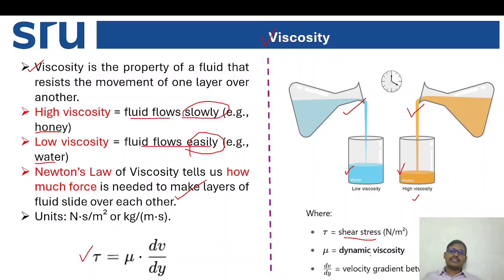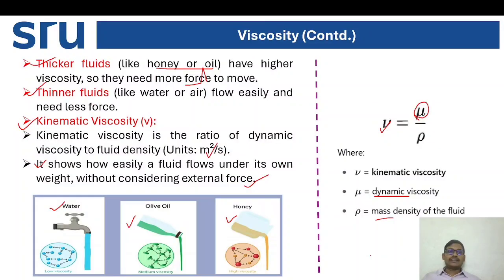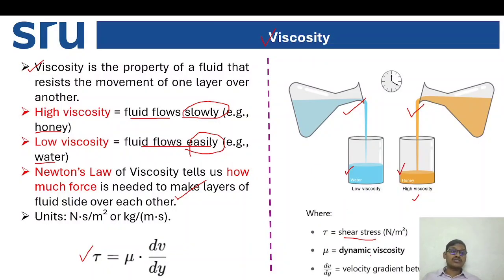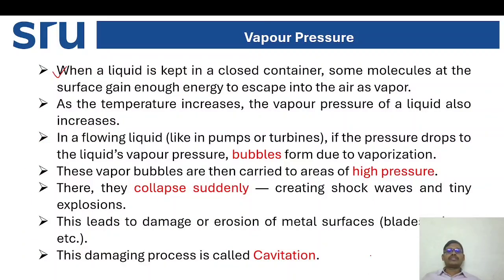And viscosity, as I mentioned, high viscosity is honey, so it will take a lot of time. Water is low viscosity, so it will fill quickly. And there is resistance to the movement of one layer over the other layer, and that's it. And vapor pressure: if the pressure drops to the liquid's vapor pressure, then bubbles form due to vaporization. Because of high pressure areas, they collapse suddenly and cause damage, which is called cavitation.